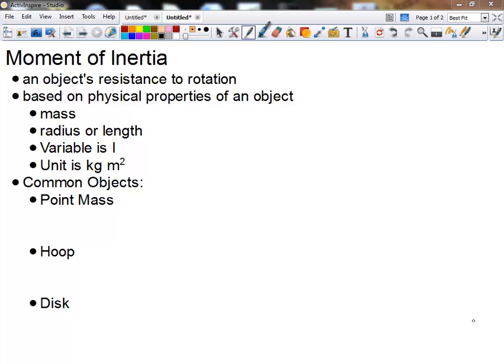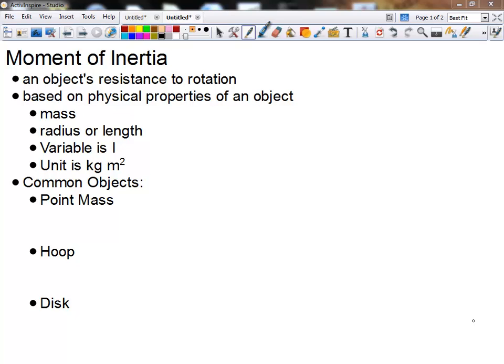Hello! Today we're going to be discussing moment of inertia, also referred to as rotational inertia. Rotational inertia is an object's resistance to rotation, just as its regular inertia was its resistance to a change in its motion. When we discussed inertia previously, we recognized that it was dependent solely upon an object's mass.